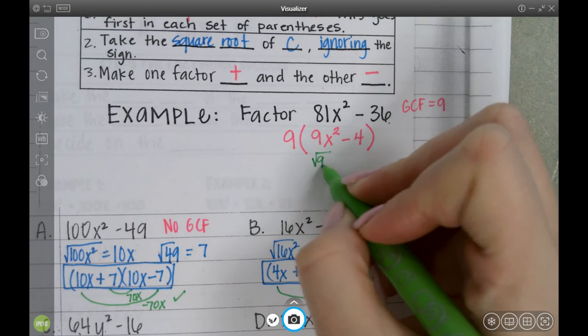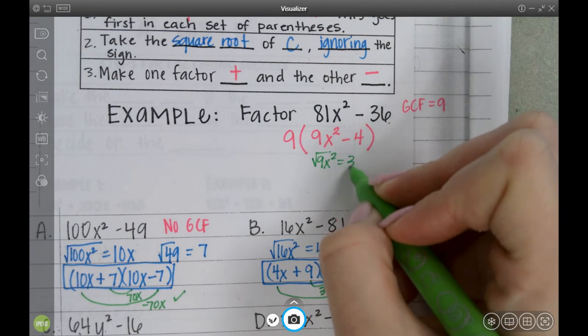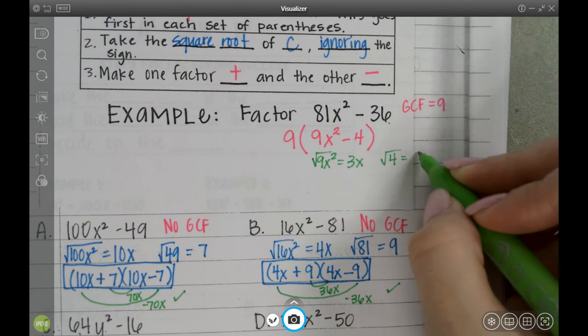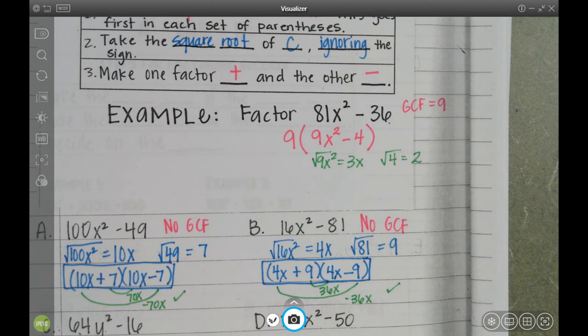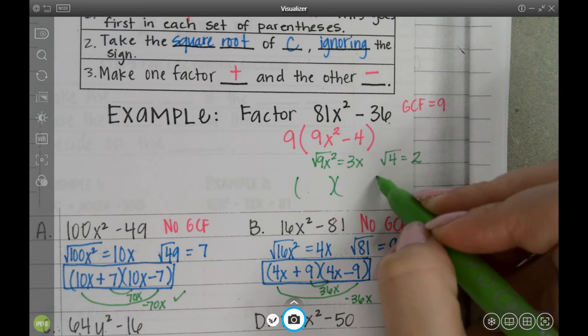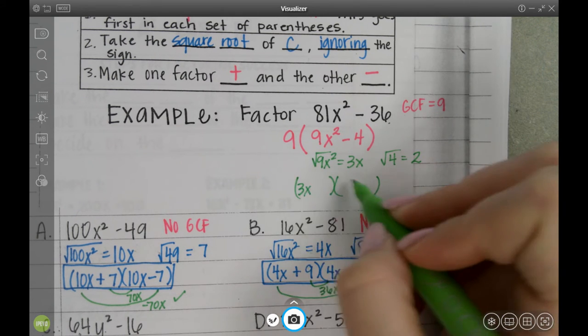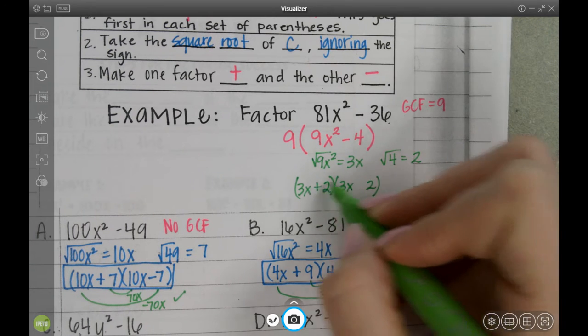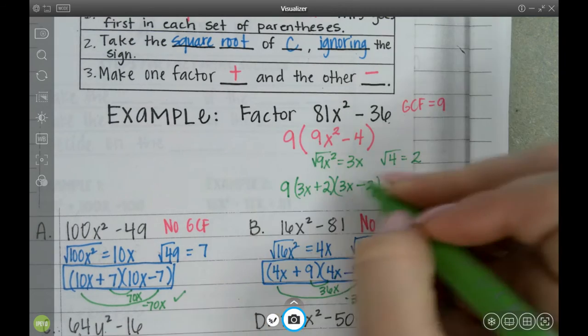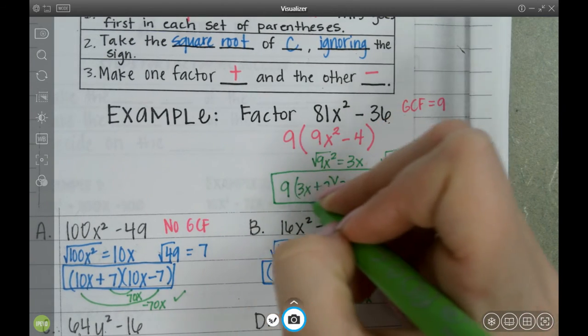So the square root of 9x squared is 3x. Square root of 4 is 2. Two sets of parentheses. 3x in front of both. 2 in the back of both. One plus, one minus. What else do I need in my answer? 9. That 9, that GCF. Don't forget about it.